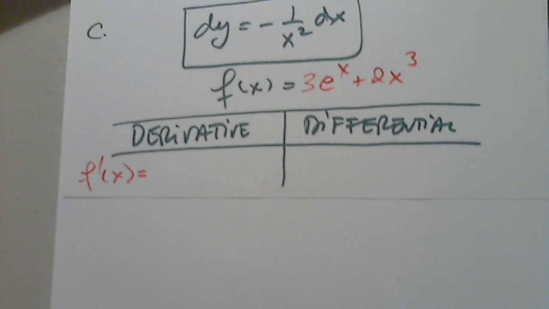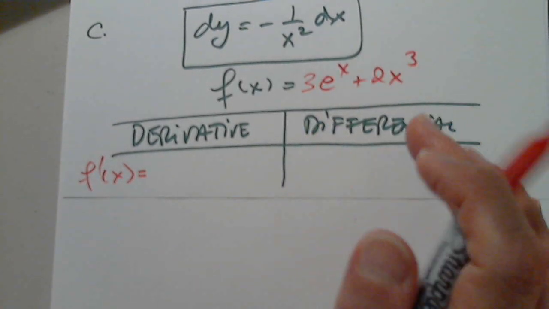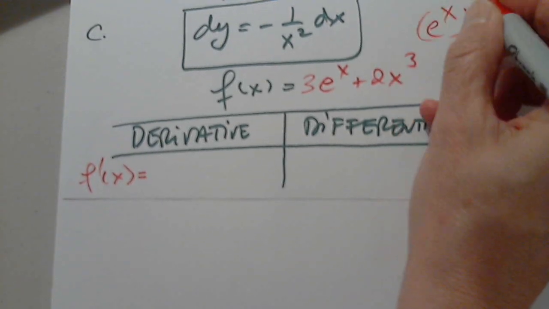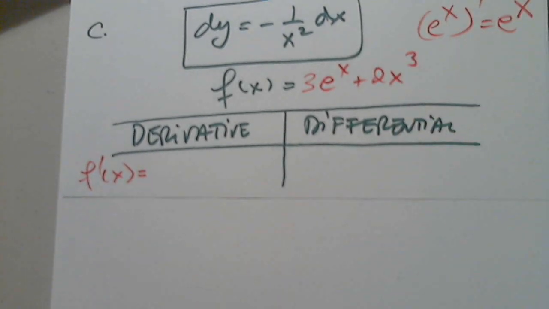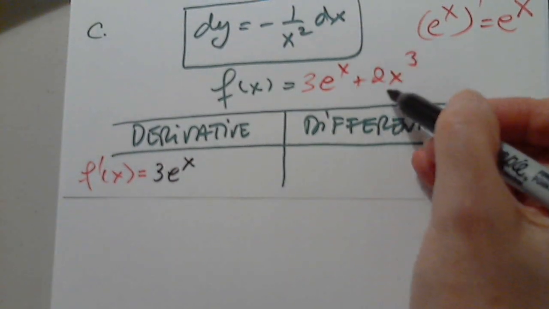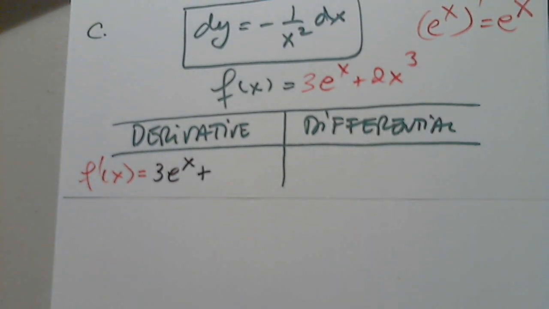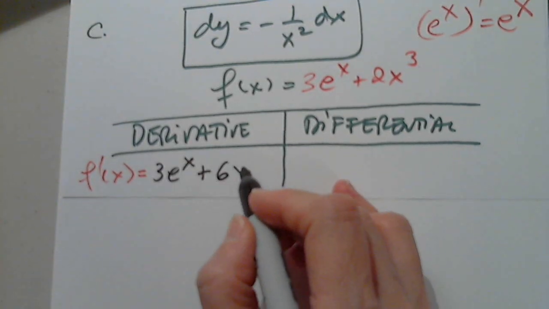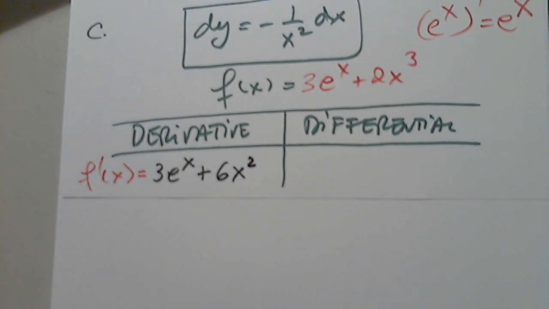Is it 1 over 3x? When we differentiate e to the x, we get e to the x. That's the nicest function always. E to the x prime is e to the x. So the first piece is 3e to the x. Can anyone differentiate the second part? 6x to the 2. 6x squared.